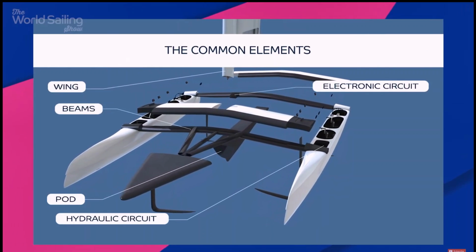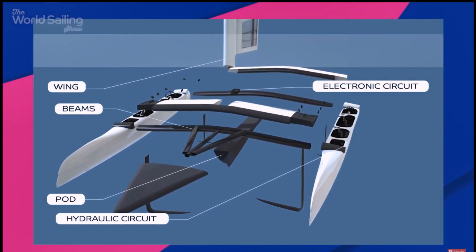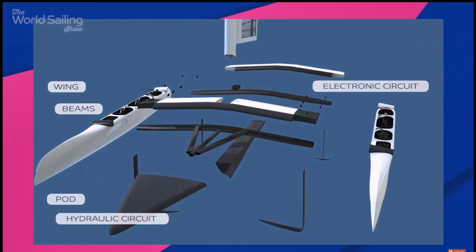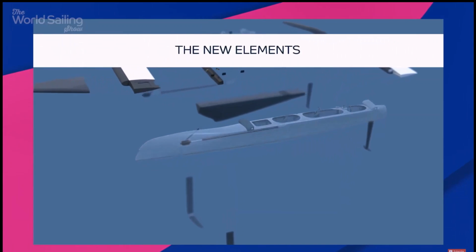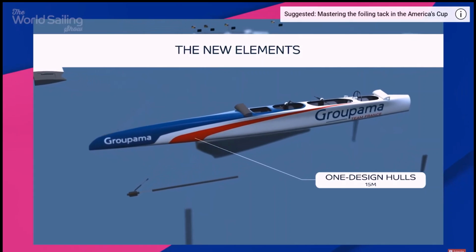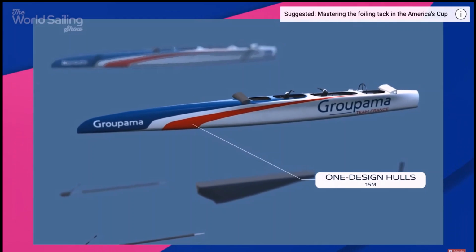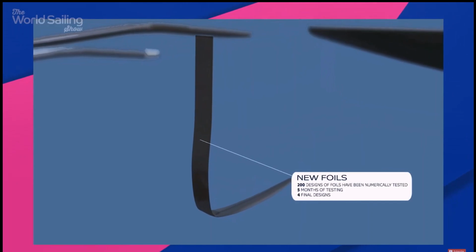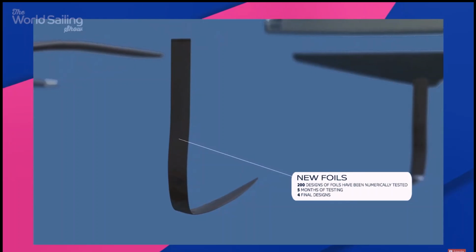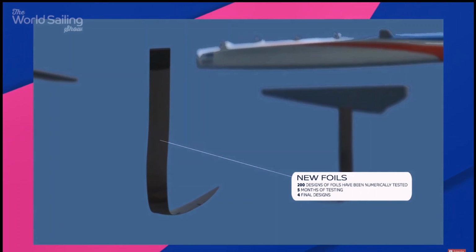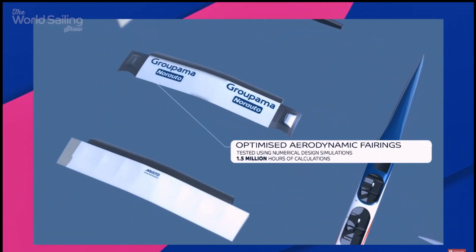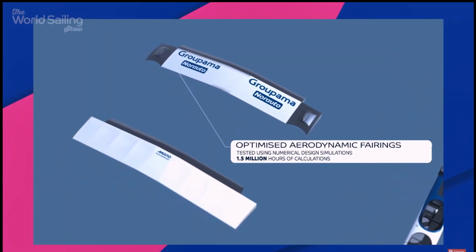The wing, pod and crossbeams are the same, as are the hydraulic and electronic circuits. But in a departure from Cup tradition, the new class shares several major elements across the fleet. The hulls are one design, and the wings are so close as to make little difference. This leaves the foils and their control systems as key areas for development. With 40+ knots of wind over the deck, aerodynamic drag is also a big deal, and teams have developed sophisticated fairings.